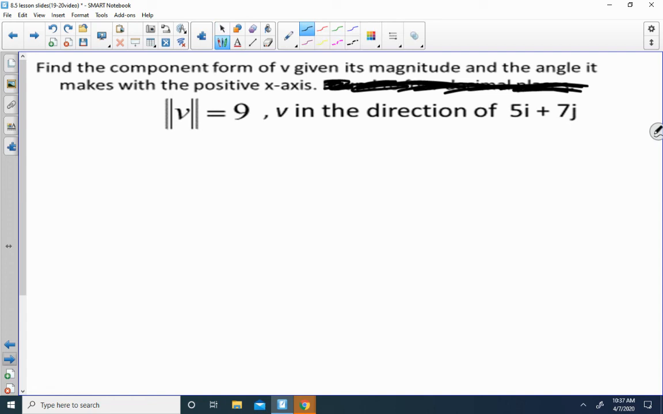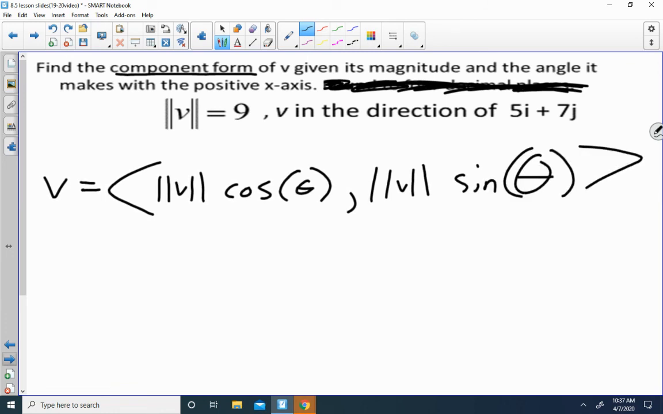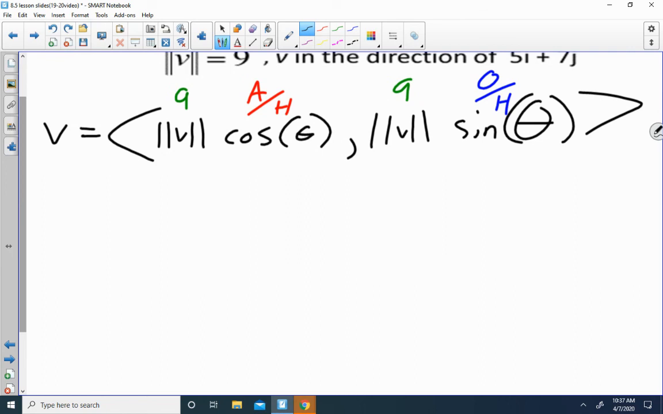So we need to find the component form again. In other words, we have to use the component form formula: magnitude times cosine, comma, magnitude times sine. We already know that the magnitude of vector b is going to be 9. We just need to find cosine and sine using adjacent over hypotenuse and then opposite over hypotenuse. And we're going to have to draw a triangle to figure out how to do that. So let's go ahead and draw ourselves a triangle.